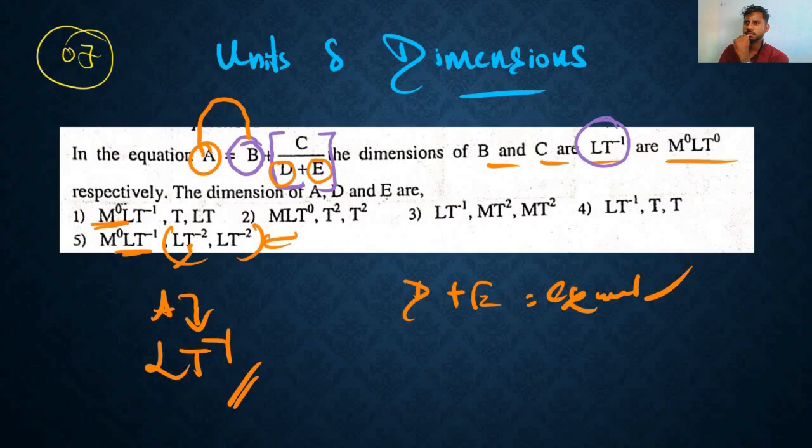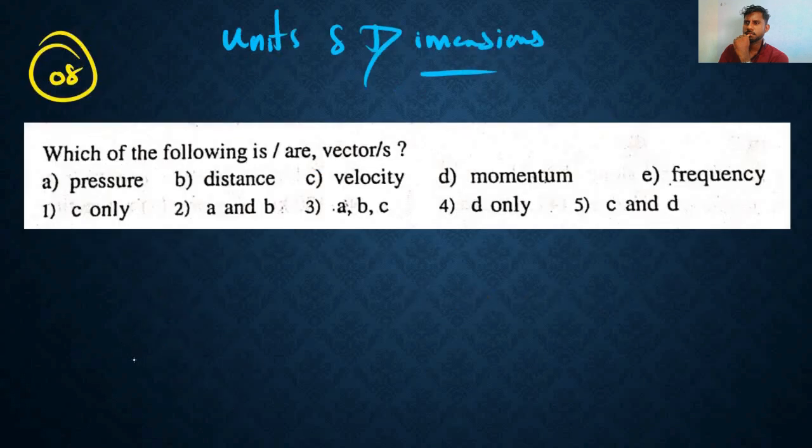Moving into the eighth question. Oh wait, it is a units and dimensions question. So whatever it is, let's do the question. Which of the following are vectors? So a vector quantity means we need to have direction and the value as well, right? Pressure, of course, that's force divided by area.